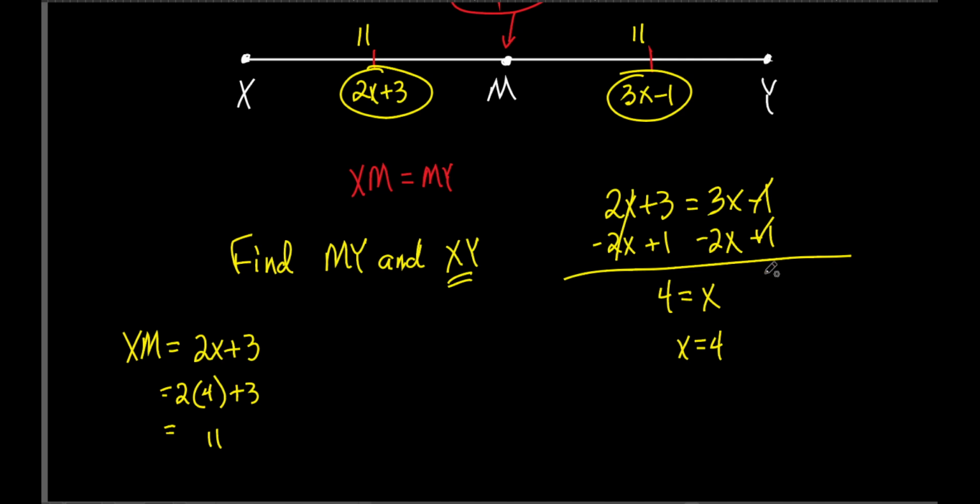Just for the fun of it, let's plug it in and make sure it is. All right? Let's just do it in our head. X is 4, right? So 3 times what? 4 is 12. 12 minus 1 is 11. It does work, doesn't it?